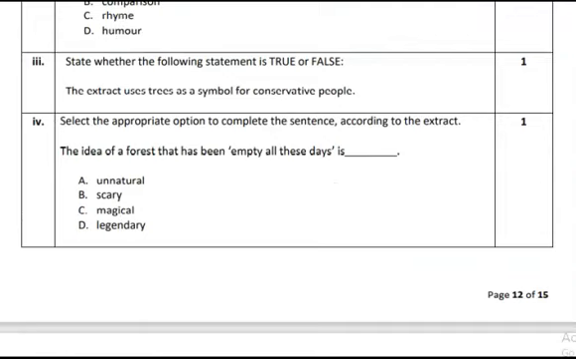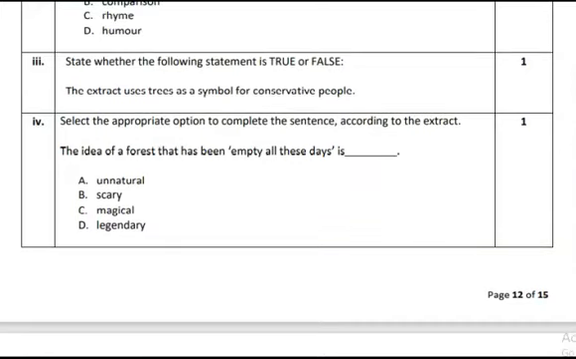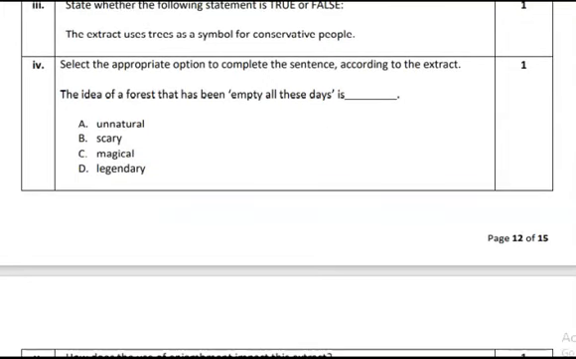Let us see the third question. State whether the following statement is true or false. The extract uses trees as a symbol for conservative people. Is it true or false? It is false because trees have been used for human beings, and that also for women. If you have read the extract, the word trees refers to or symbolizes people, especially female. So it's false.